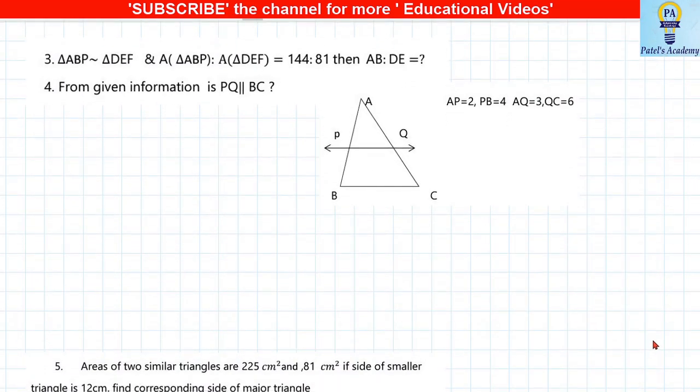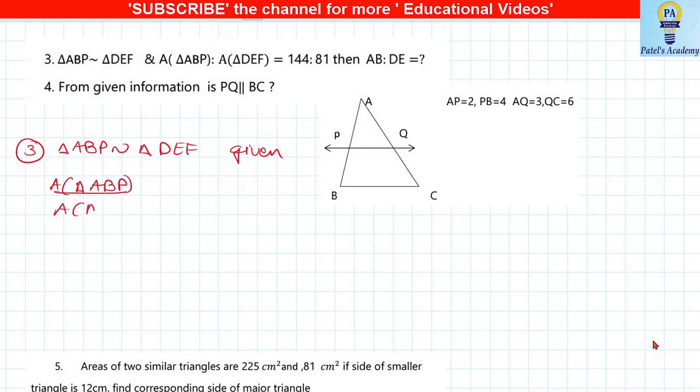Okay, let's see the third one. Again, we got the same type of sum. See the third one. They are given triangle ABP is similar to triangle DEF. So the triangles are already given similar. If the triangles are similar, then we can say that area of triangle ABP upon area of triangle DEF is equal to AB upon DE bracket square. And the reason is going to be the same reason we wrote for the previous few sums.